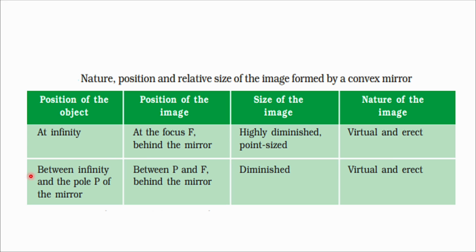There are 2 positions. One is at infinity, another is between infinity and the pole. The nature of the image in both is the same: virtual and erect. When the object is at infinity, the image is very small in size. Between infinity and the pole, it is a little bit small in size.